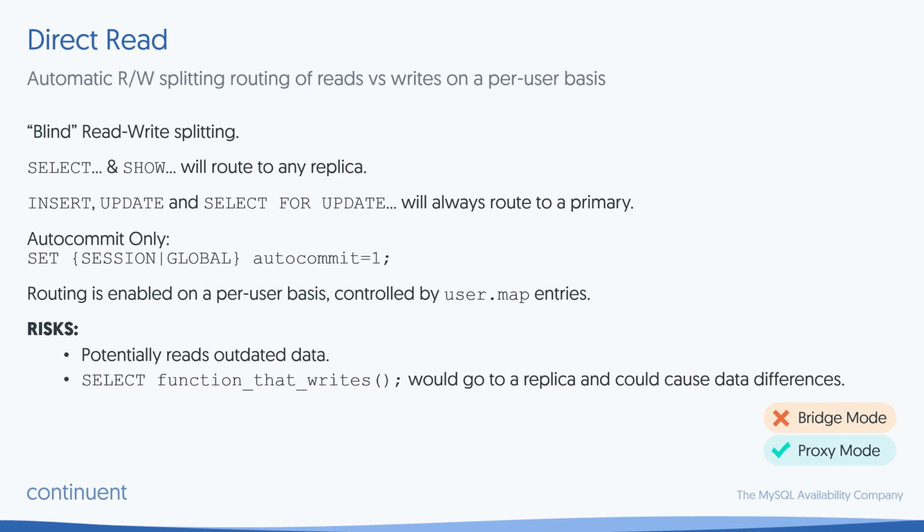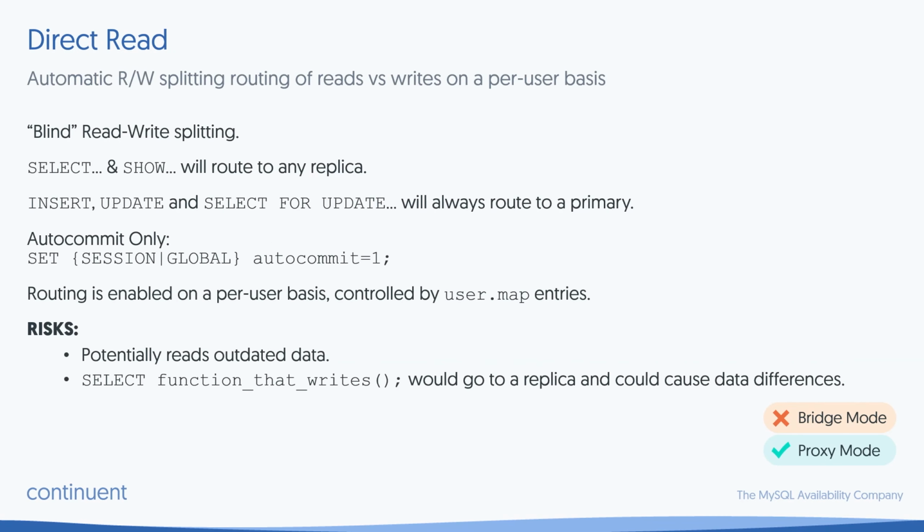So select and show statements will always route to a replica, whereas insert, update and delete will always go to a primary. Additionally, if you do a select for update, although it's a select, because you have that for update syntax on there, we'll always route that to a primary. Autocommit has to be enabled. If it's not, then direct read won't work.